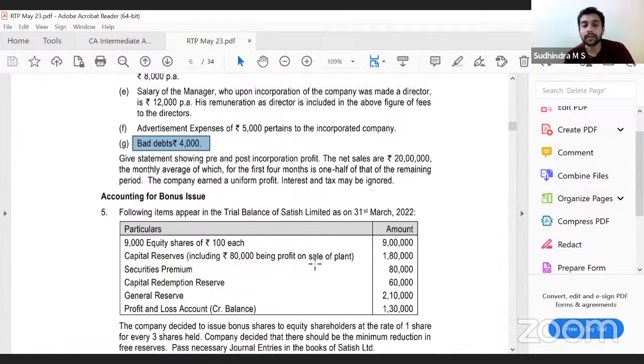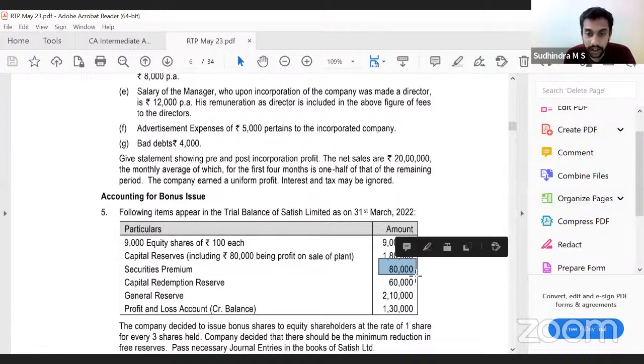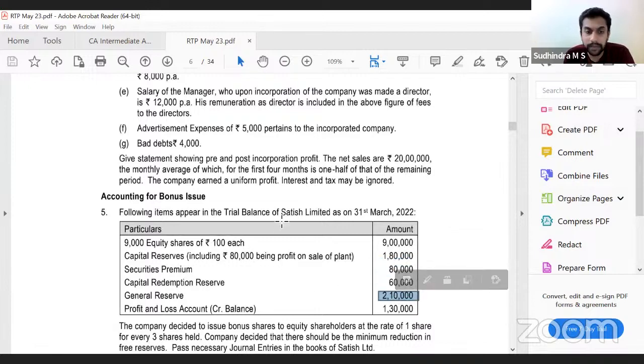Simple. First, calculate the number of bonus shares. 9,000 into 1 by 3, that is 3,000 shares. 3,000 into 100, 3 lakh is the amount required. What are the reserves that we can use here? CRR, then securities premium 80,000. Still we want 1.6 lakh, so general reserve. That's all. Simple.